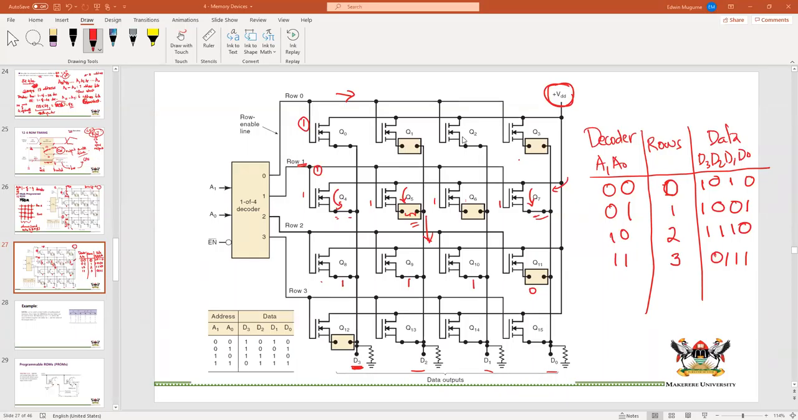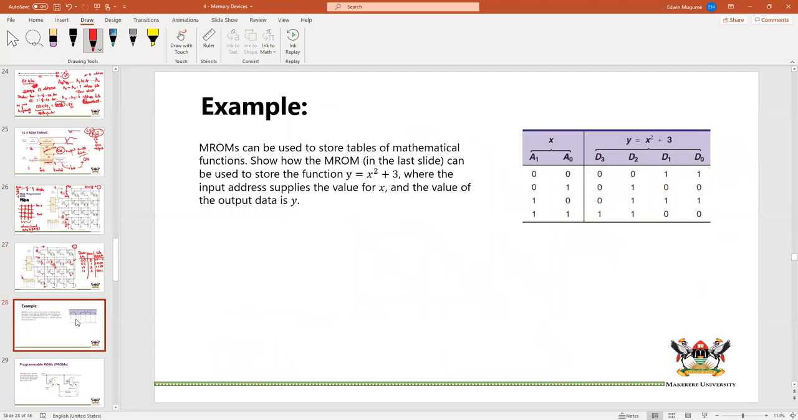What we've just been doing is already here. Now let us look at an example. We can use mask programmable read-only memories to store mathematical functions. A mathematical function is a function that always gives you the same answer every time. So I know cosine of 45 is 0.707, or sine of 20 degrees is always that number.